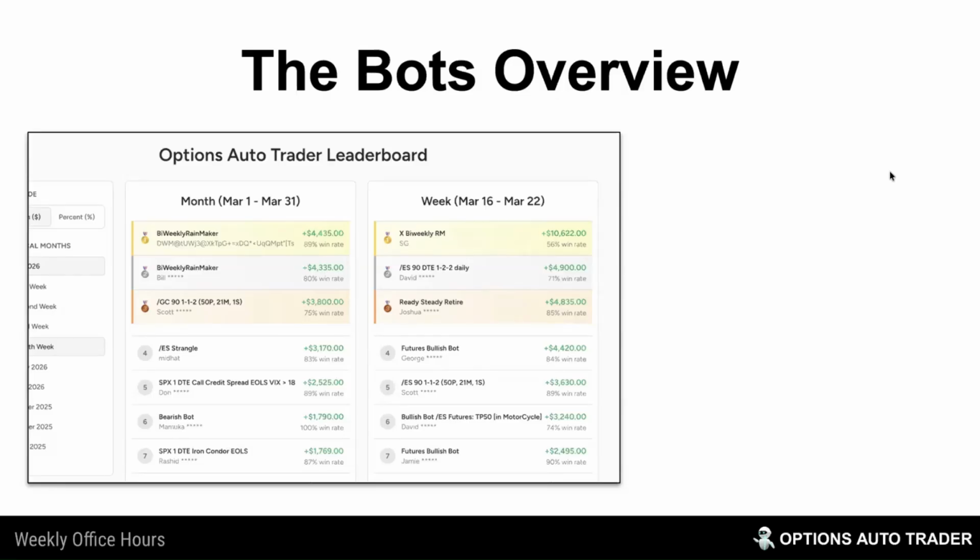We have our SPX 1DTE call credit spread, VIX above 18. Don, I worked with Don before. He is not an Unlimited member, but he was one of the beta testers who joined about 2.5 years ago. We worked to set up this bot. Essentially, what this bot does is initiate a call credit spread as soon as VIX breaks above 18.